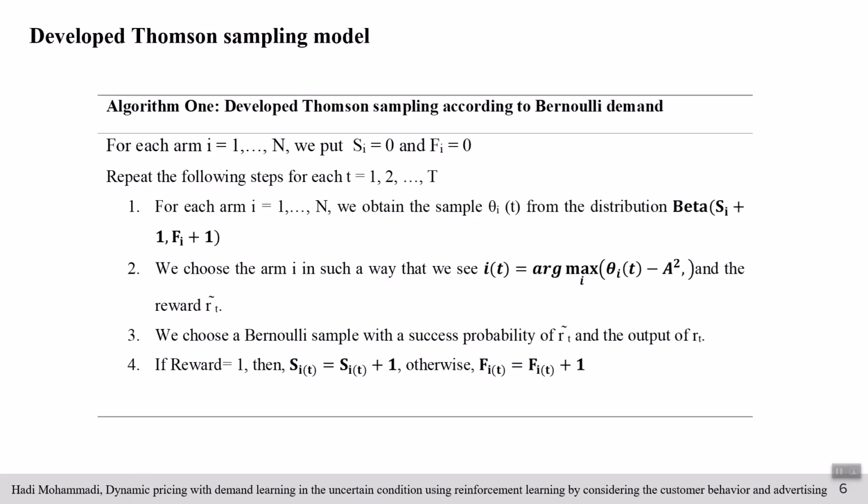We developed a Thompson sampling model based on Bernoulli and normal demand. In the Bernoulli demand, we obtain the sample theta_i from the beta distribution, and after that we choose p_i by aiming for the argmax of the revenue, and finally we draw a Bernoulli sample with the success probability, and if the result is equal to 1, we add to the reward. On the other hand, we add to the failures.